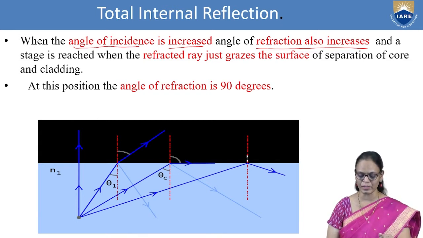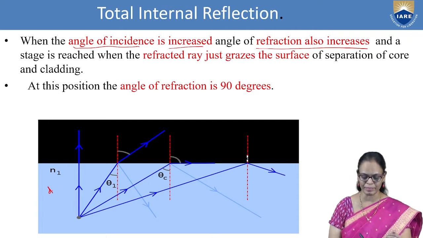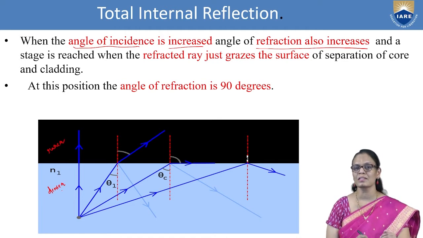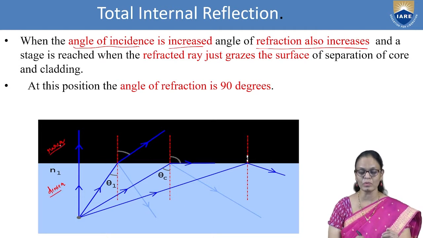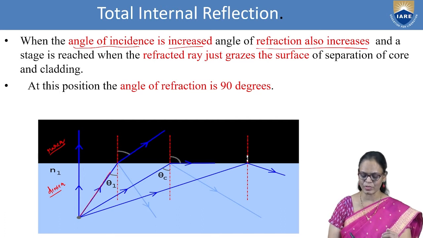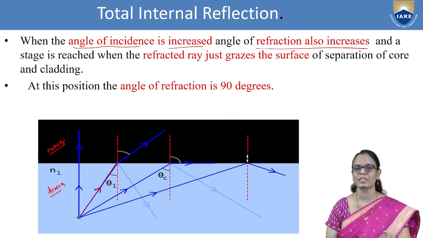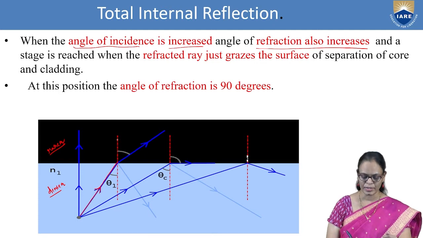So if we see here, this is one medium which is a denser medium and this is a rarer medium. We are going to consider the second case, where a ray of light is coming from denser medium to rarer medium. So this ray is now incident on the surface. This is the incident ray. This is the normal.